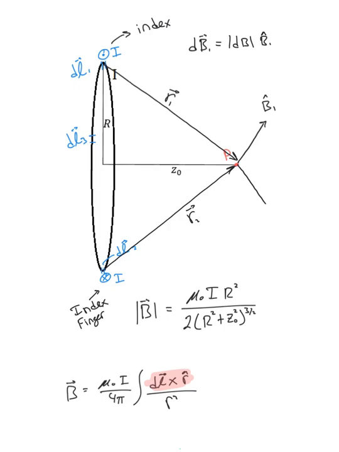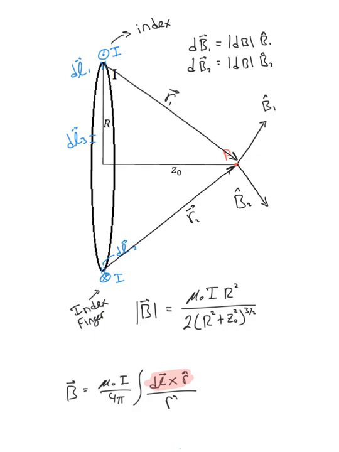And this must be the direction of B2 hat, right? The direction of my magnetic field due to this little dl2. And if we think about this, we can also write dB2, my little bit of magnetic field dB2, as dB times B2 hat.